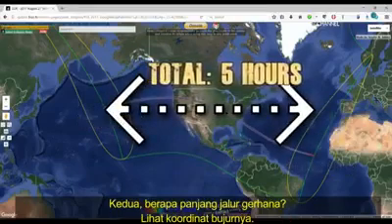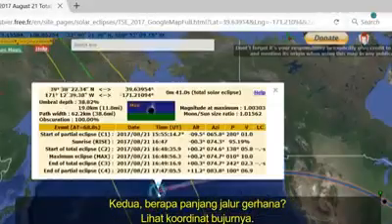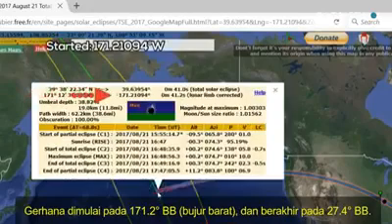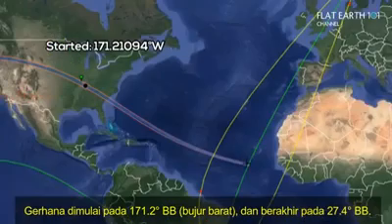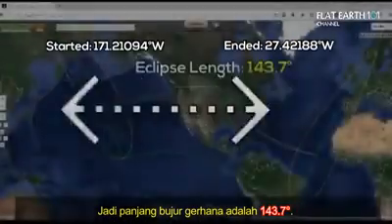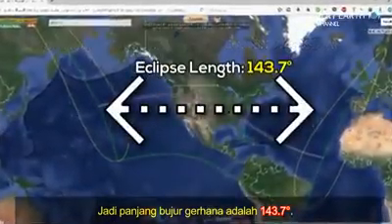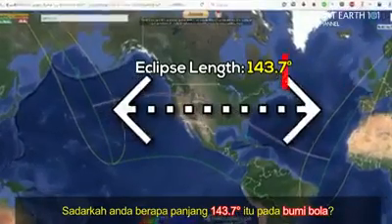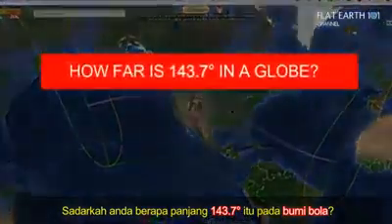Secondly, how far is that eclipse length? Take a look at the longitude. It started at 171.2 degrees west and ended at 27.4 degrees west. The eclipse length longitude is 143.7 degrees. Do you realize how far is 143.7 degrees in a globe?